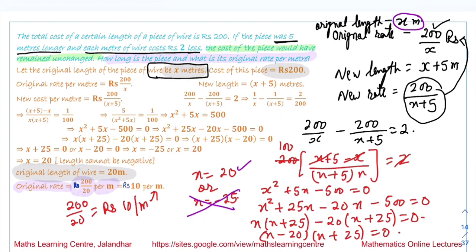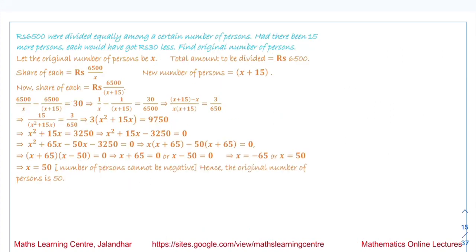Next is, if rupees 6,500 were divided equally among a certain number of persons, had there been 15 more persons, each would have got rupees 30 less. Find the original number of persons. So let the original number of persons that we have be equal to x, and the amount to be divided is 6,500. So the share of each person is 6,500 by x.